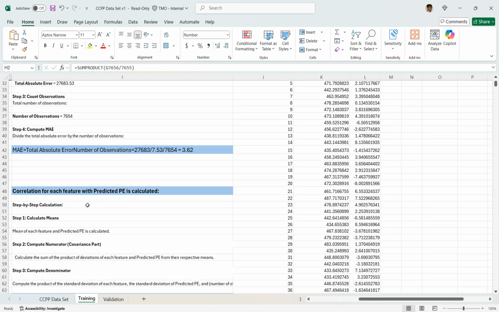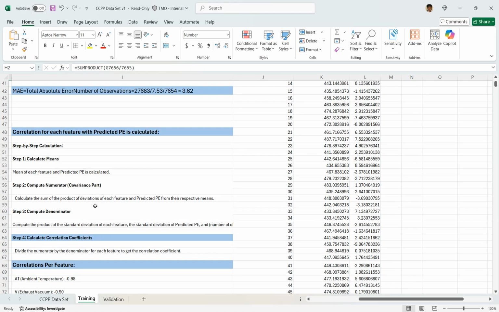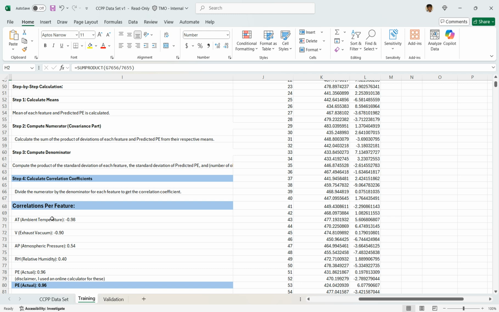I've also included the correlation factors to determine our percentages per feature. The ambient temperature is negative 0.98. The exhaust vacuum is 0.98. The atmospheric pressure is 0.54. The RH is 0.5, and thus we get the actual PE of 0.96.